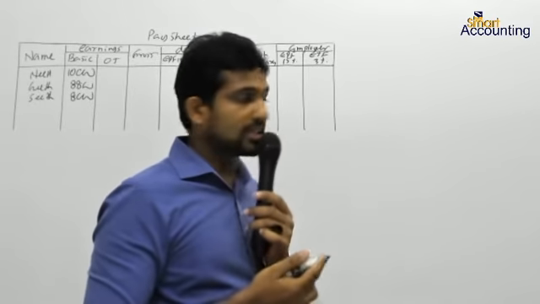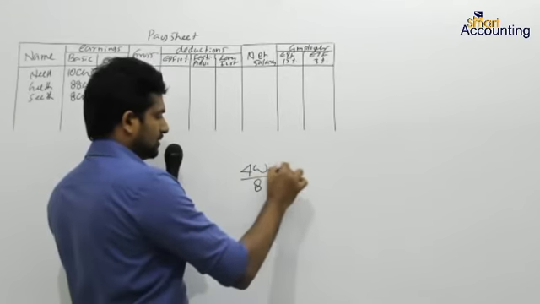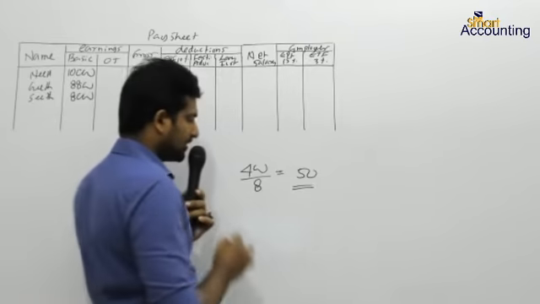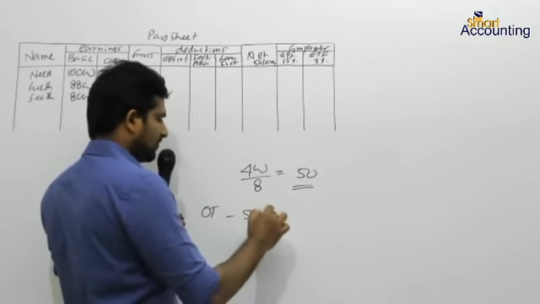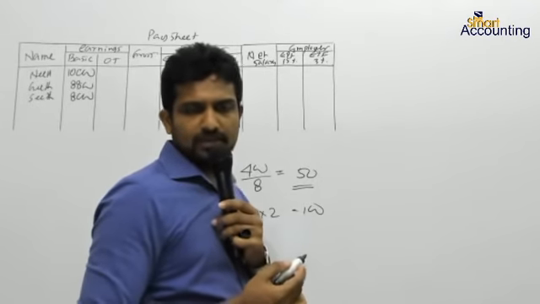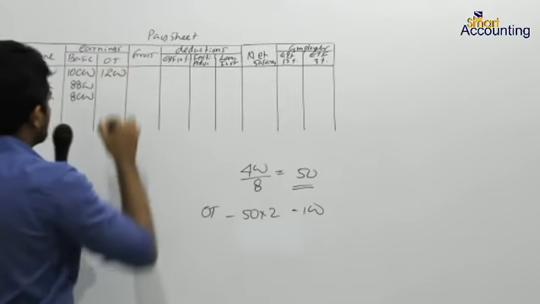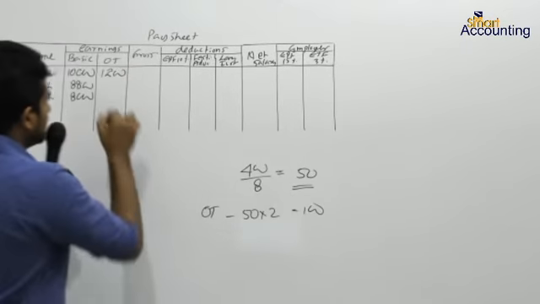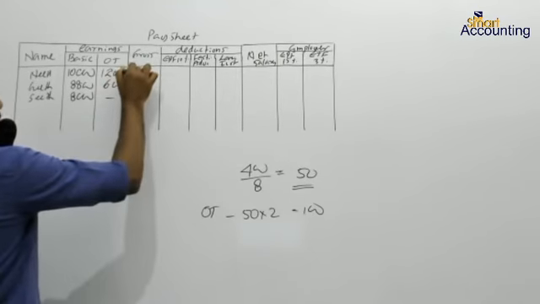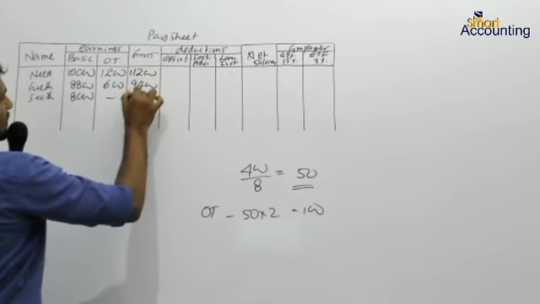How to compute the OT rate? 400 is the normal salary for 8 hours. Therefore, hourly rate is 50. Normal hourly rate is 50. OT rate is 50 into 2, 100. OT hours worked by Neeta 12 into 100, that is 1,200. Geeta 6 into 100, that is 600. Sita no overtime. Gross salary should be 11,200, 9,400, here 8,000.